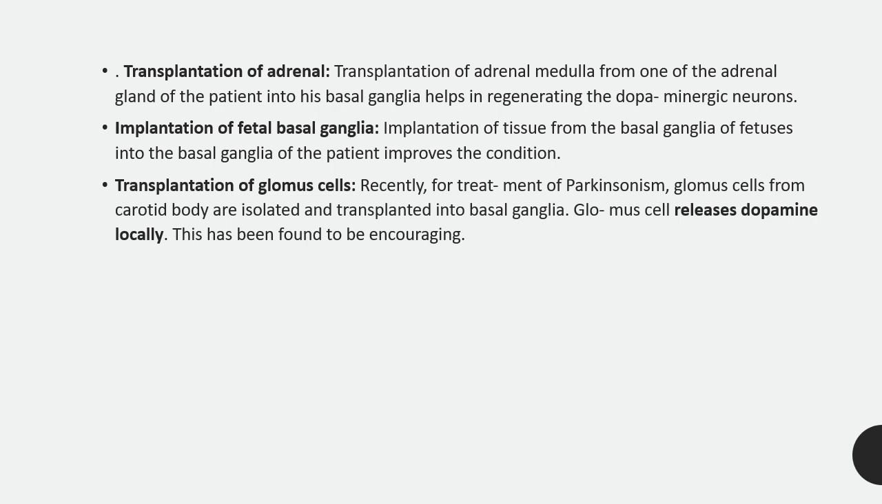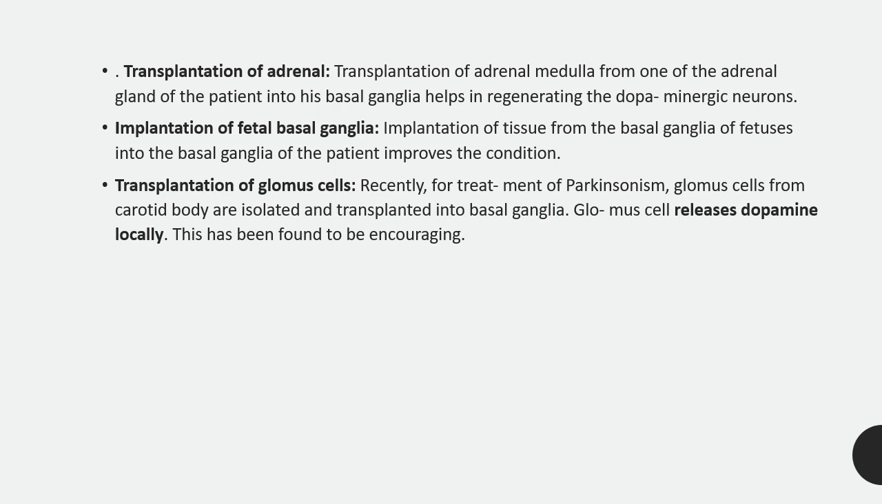Transplantation of adrenal medulla from one of the adrenal glands of the patient into his basal ganglia helps in regenerating the dopaminergic neurons. Implantation of fetal basal ganglia. Implantation of tissue from the basal ganglia of fetuses into the basal ganglia of the patient improves the condition.